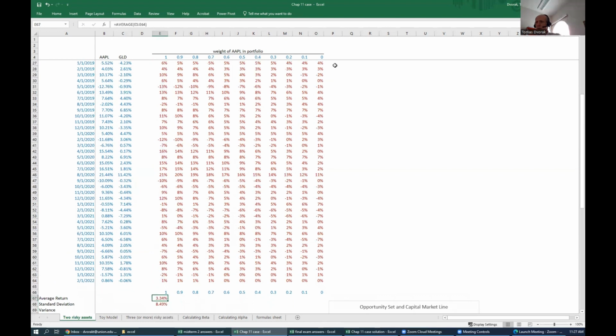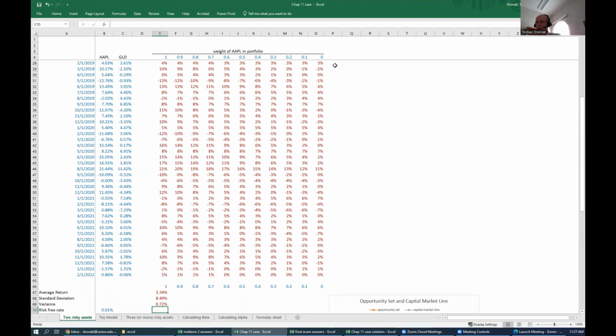That's perfect. We can certainly calculate the variance. Variance is just standard deviation squared, so we can do that as well.